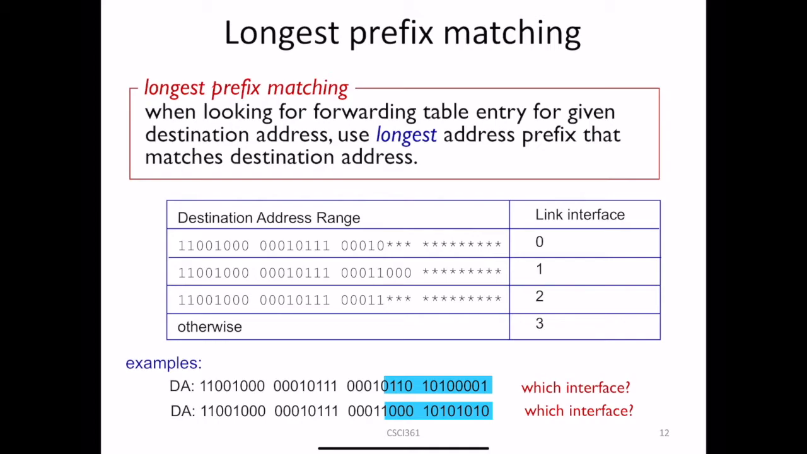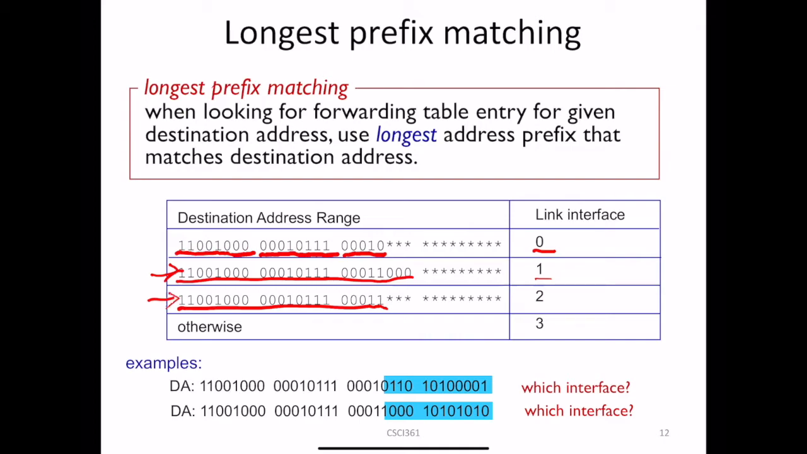For example, this one is 11001000, 00010111 and 00010. For this one, it will take output link 0. However, for this one, it will take 1. And for this one, actually this one is a subdomain of this one. However, they will take different output links. And also here there is an otherwise entry.